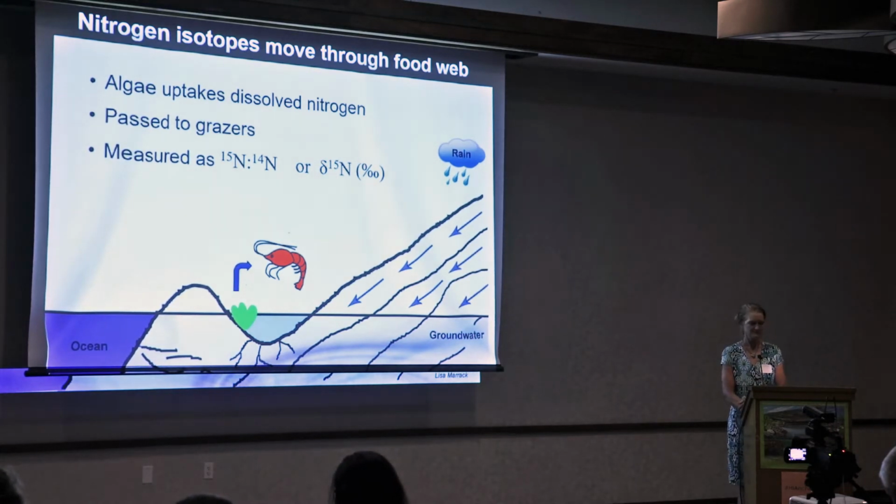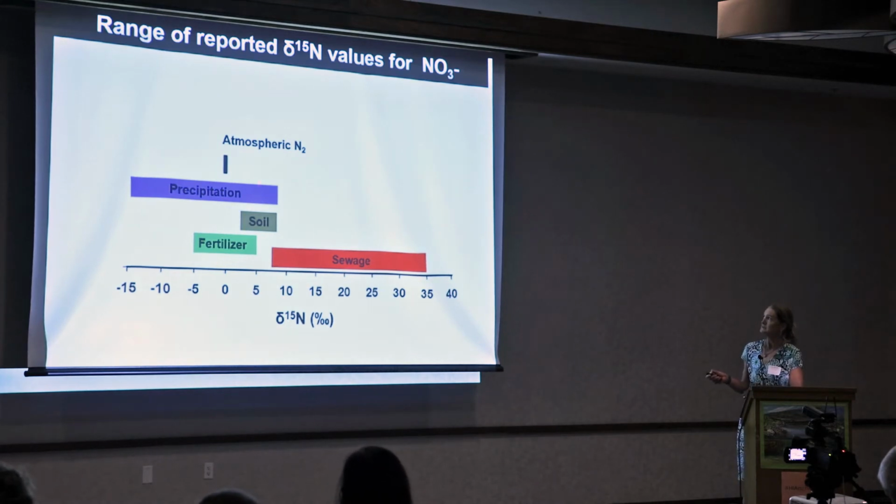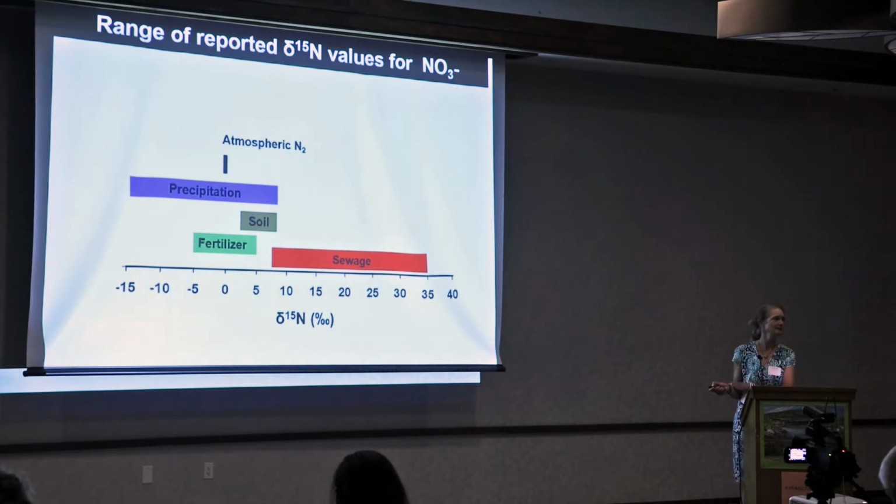Now, one of the cool things is there's been quite a bit of work in all sorts of systems telling us that we can expect these levels of N15 from these different sources. Atmospheric nitrogen tends to be 0, precipitation tends towards the negative side. Fertilizer, which is made from atmospheric nitrogen, has a very low value, and a negative value at times. But sewage, you can see, has a very unique signature.